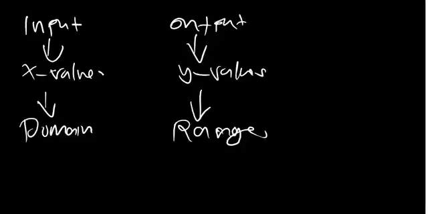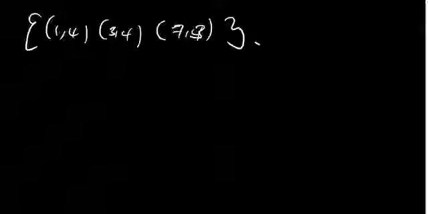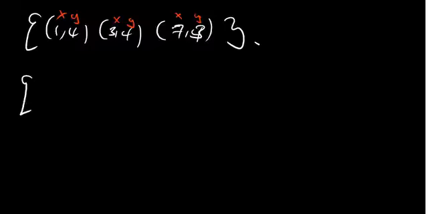Let's say we have a set of function: 1, 4. Then we have 3, 4. Let's also have 7, 3. As you can see, the first part here is our x value. This is y, this is x, this is y, this is x, this is y. Now they can ask you to list the domain. The domain in this case, we start from ascending, so it's going to be 1, comma, 3 and 7. So this is our domain.